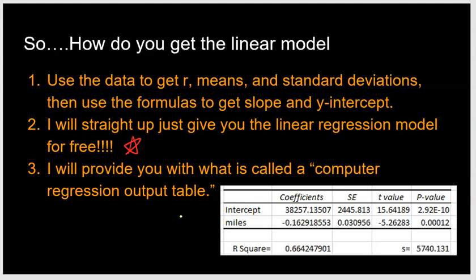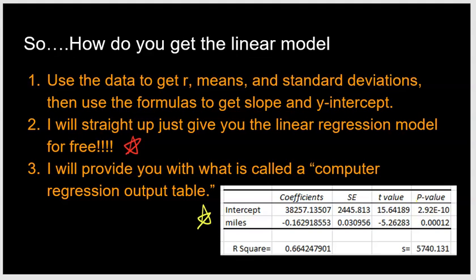So it's going to take all that data, and if it's going to do everything for you, it needs to spit it out in a way that you can read it and understand it. And it does so with a computer output table. So imagine a computer and you feed in all the data, all the X's, all the Y's, and it gives you an output that you could read to understand what everything is. And this right here at the bottom is an example of a computer output table.